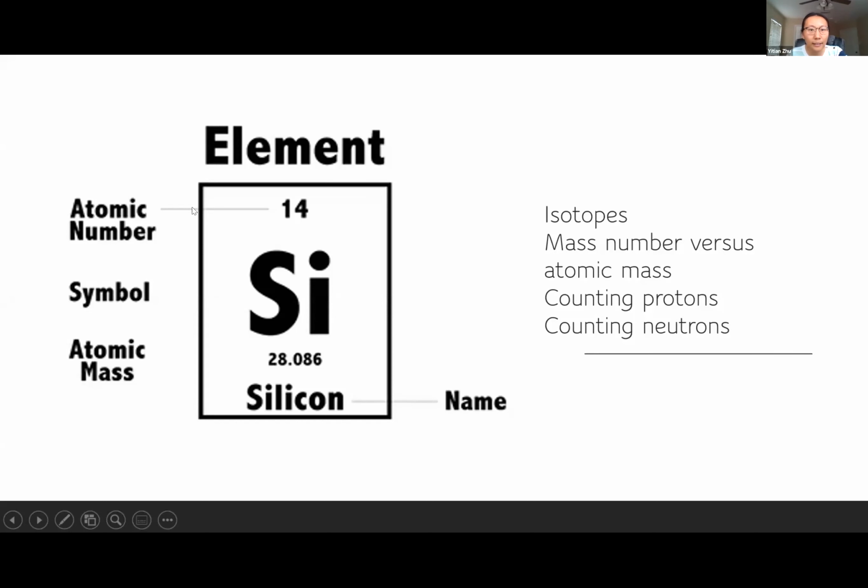All right. Somebody asked, do any two atoms have the same atomic number? As long as you have the same type of atom, so the same element, yes, you will have the same number of protons in the nucleus and thus the same atomic number.